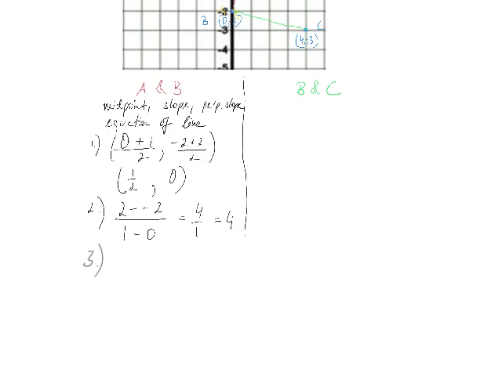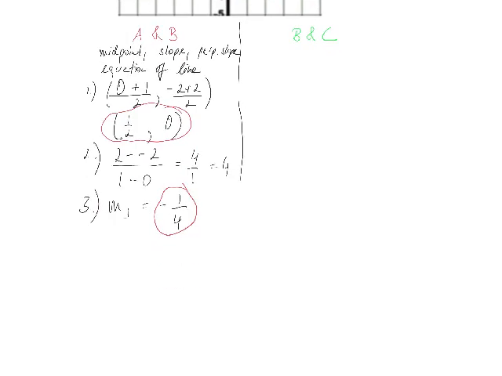The third calculation is the perpendicular slope. For the perpendicular slope, we flip and we change the sign. So that becomes minus 1 over 4. Now between the midpoint and this slope, we get the equation of the line.